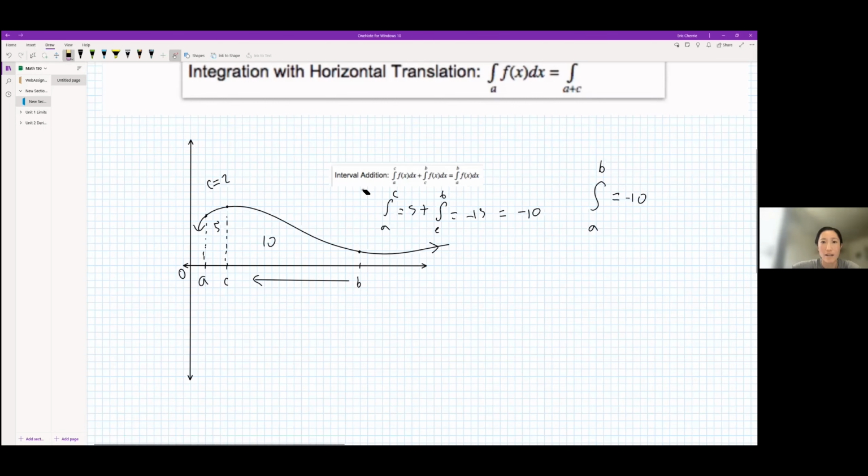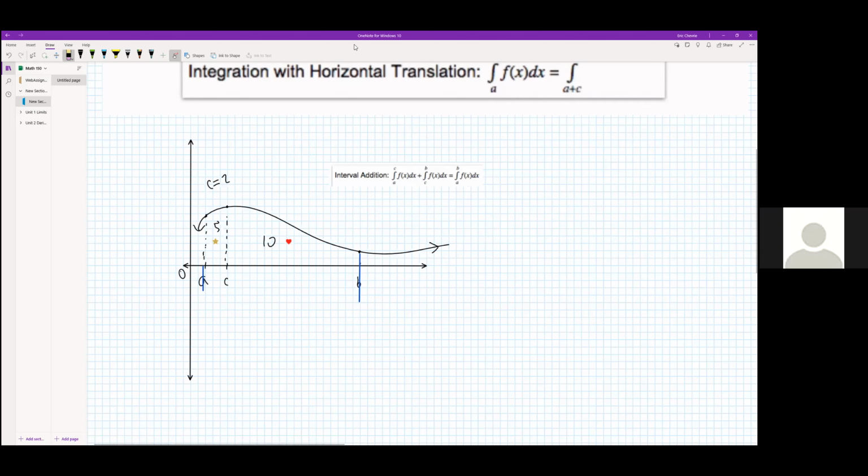Right? Yeah, so let's see. If we say that the area of this first region from A to C is like a star, and we say the area from C to B is the heart, then the area from A all the way to B would be the star plus the heart.